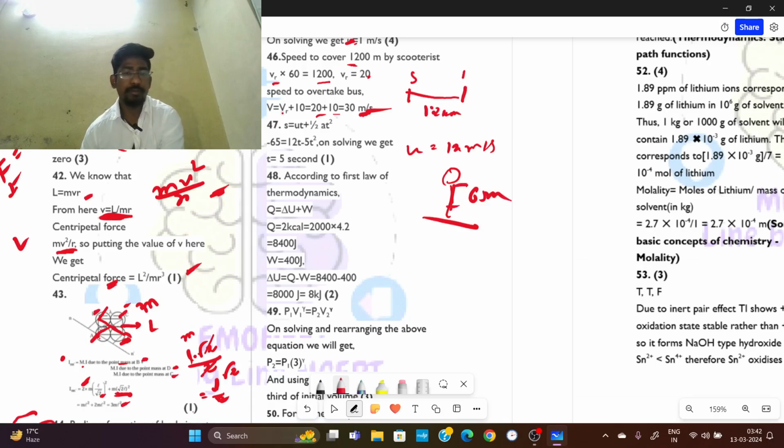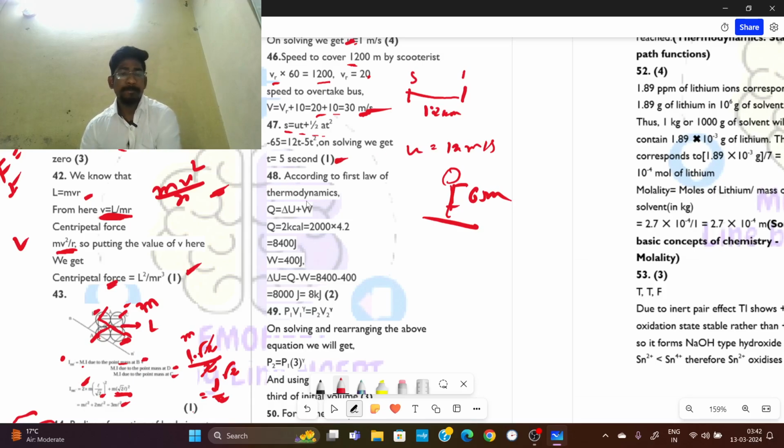Okay, so if we put the values in the formula s equals ut plus half at square, here a is negative because it is acting in the opposite direction. So 65 equals 12t minus 5t square, where the initial velocity is 12. If we solve the equation by factorization, you will get t equals 5 seconds.